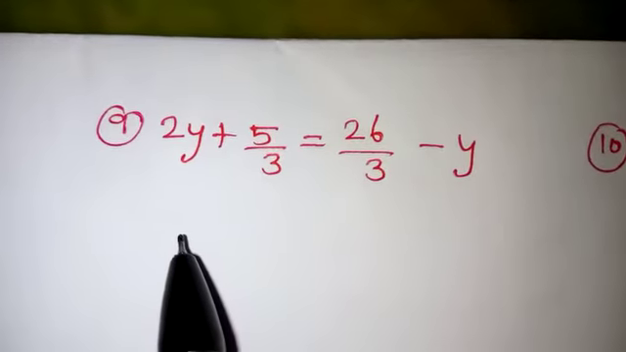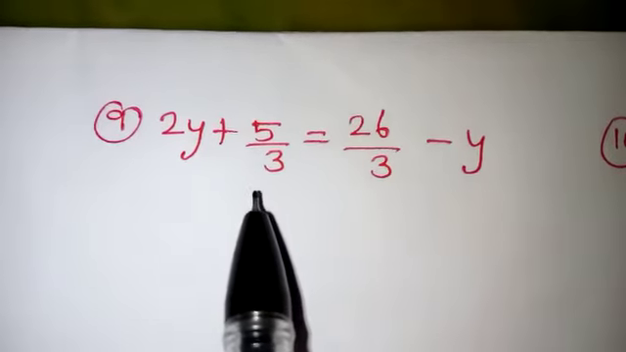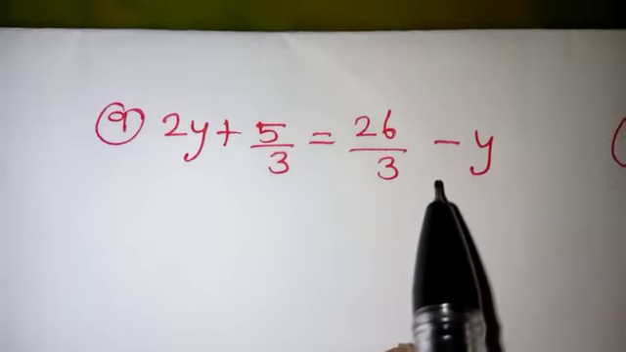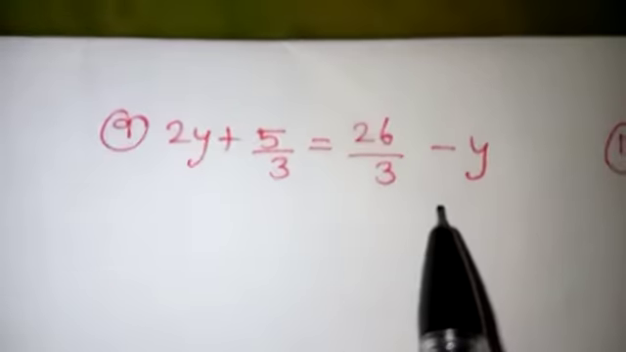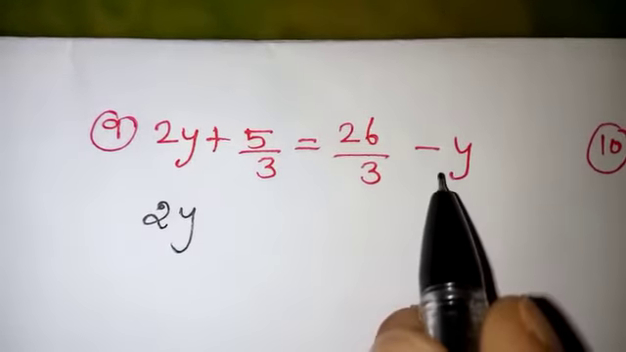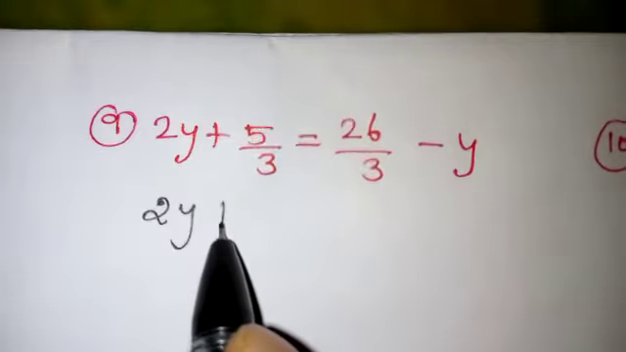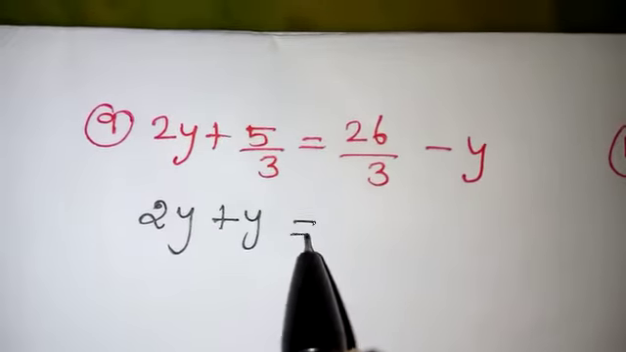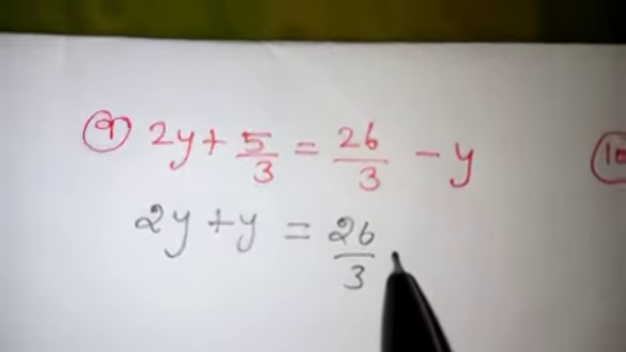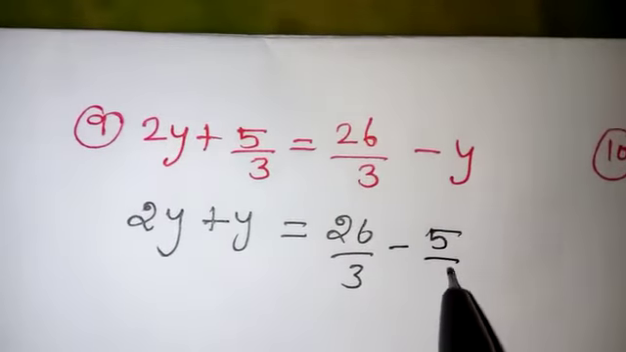So here comes question number 9: 2y plus 5 by 3 is equal to 26 by 3 minus y. Bring all the y to one side, numbers to the other side. Here I am having the 2y, so keep it as it is. This is a minus y, bring it to this side. This will become a plus y, which is equal to 26 by 3, and here we have plus 5 by 3. When coming to this side, it will be minus 5 by 3.